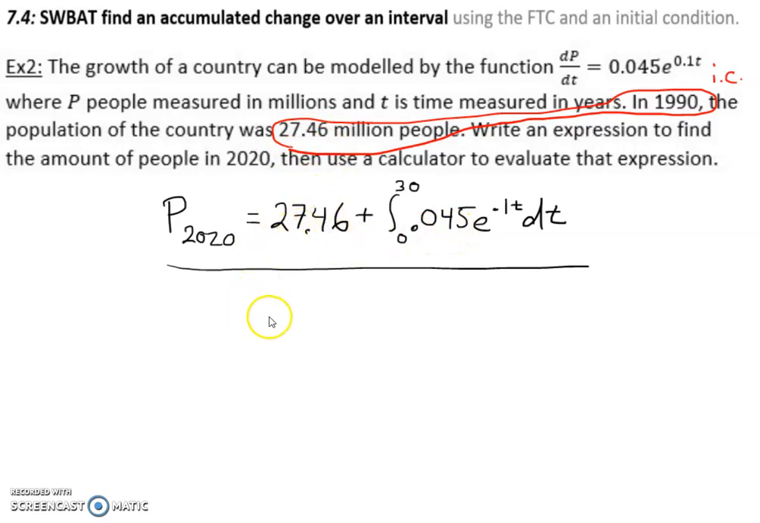Now, this is just a calculator problem. This is not something that you would be expected to do by hand. I know you can't see it, but I'm grabbing my calculator, and when I type all this in, it comes out to 36.048. You want to make sure this makes sense. So if the country's population was 27 million in 1990, does it make sense it would be about 36 million? Sure, those are both kind of close to each other. So our population is 36.048 million people.